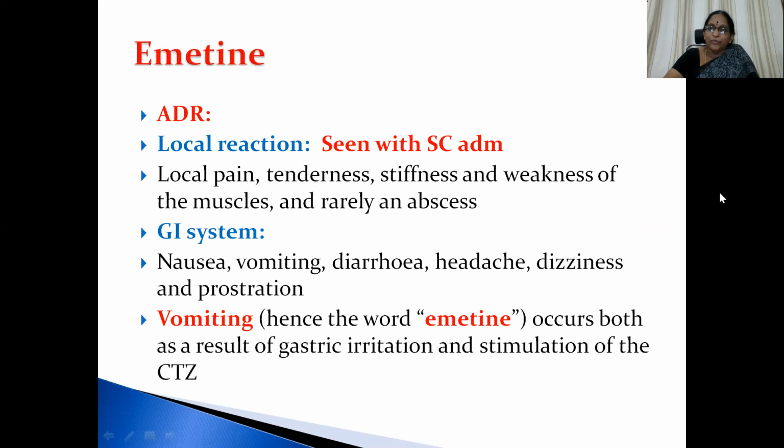Then another important side effect. So nausea, vomiting, diarrhea, we have already covered, and you people already write it for each and every drug in your final exam. But this molecule specifically has a vomiting propensity. It occurs because of both gastric irritation and stimulation of the CTZ as well. Because of the increased propensity of vomiting, this molecule is specifically named emetin, for its emetic potential.